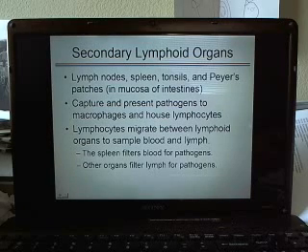Secondary lymph organs are like the spleen, the tonsils, and the lymph nodes. The lymphocytes get there and they multiply. Some are memory cells. Some make antibodies. Or in the case of T cells, they go out searching for the pathogen.